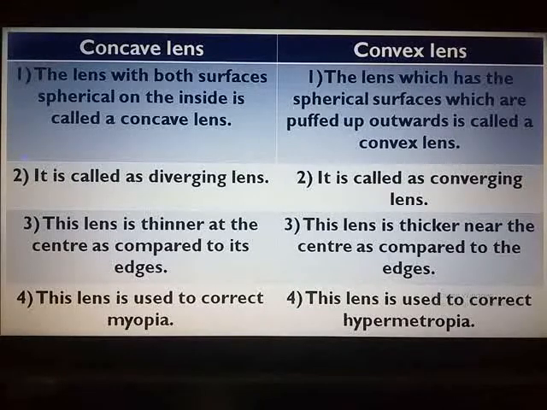There you can add, it diverges the light rays from the source or it brings them together at a point. So accordingly you can add the things on your own. With this we complete question number 6, that is distinguish between. Now we move to question number 7, that is the last textual question. After that we will start with additional questions.